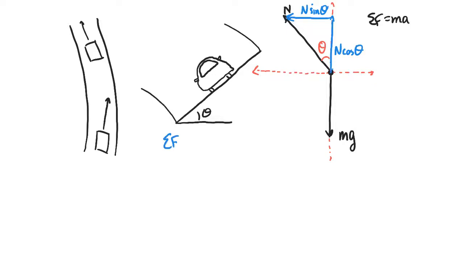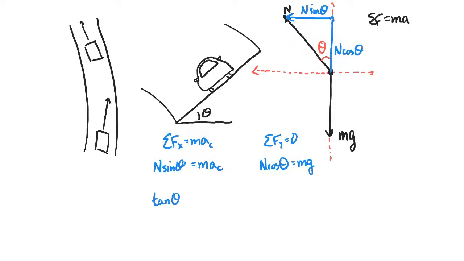Net force in the x direction is equal to ma. It's the only side that's unbalanced. And that has to be m a_c, of which there's just one. N sine theta equals m a_c. In the y direction, net force in the y direction, definitely going to be zero. That's just going to be normal cos theta equals mg for the car. Seems to me tan theta is a_c over g.